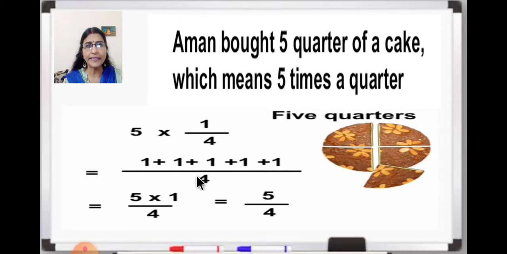It can also be written, since we have learned that multiplication is repetitive addition, like this: 1 plus 1 plus 1 plus 1 plus 1, so we have written this 5 times upon 4. We take 4 common, and then it can also be written as 5 into 1 upon 4, and 5 ones are 5 upon 4. So Aman bought 5 upon 4 part of a cake.